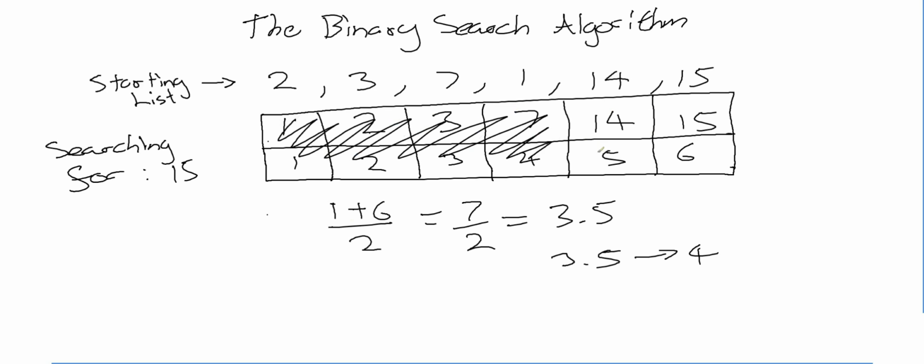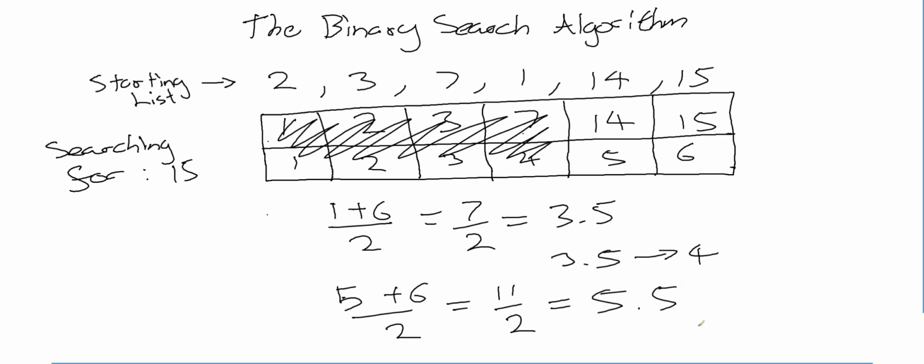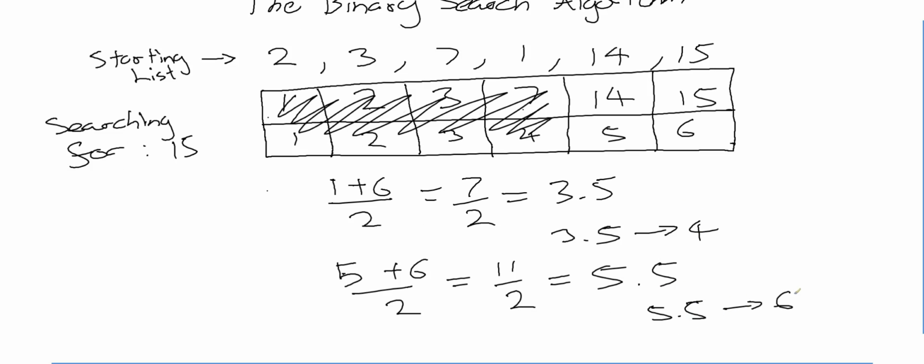Next, we take our remaining list. We take the leftmost index, which is 5, and the rightmost index, which is 6. Add them together and divide by 2. In this case we get 11 over 2, or 5.5, and if we round 5.5 to a whole number we get 6. This means we've got to inspect the data item at list index 6. If we look at the data item at list index 6, it's 15. So we've found 15, and that's how you perform a binary search.